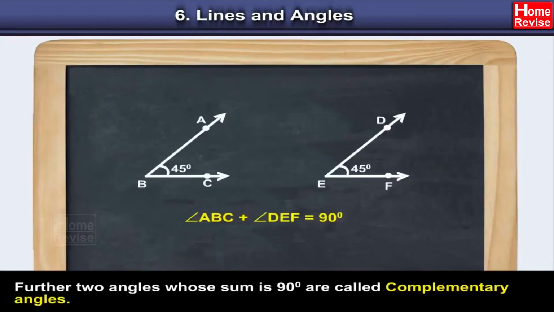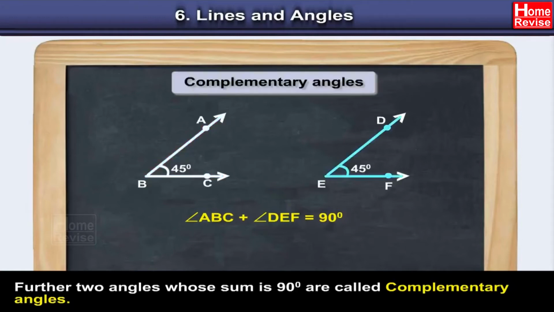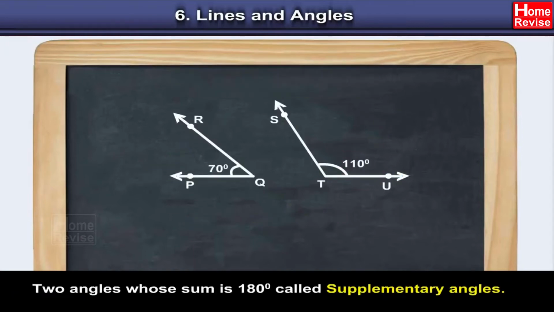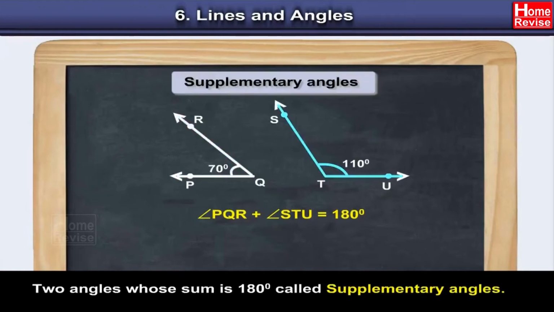Further, two angles whose sum is 90 degrees are called complementary angles. Therefore, angle ABC and angle DEF are complementary angles. And two angles whose sum is 180 degrees are called supplementary angles. Therefore, angle PQR and angle STU are supplementary angles.